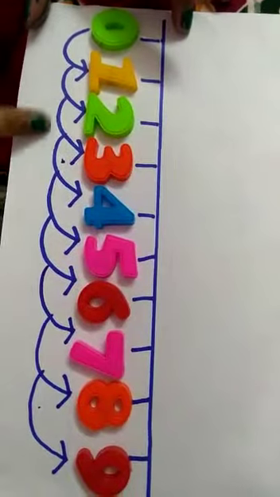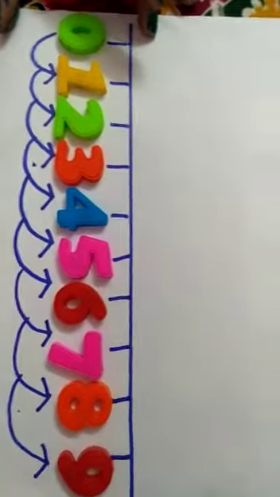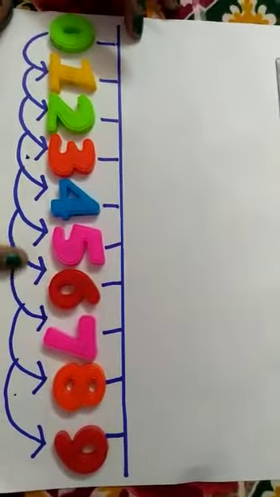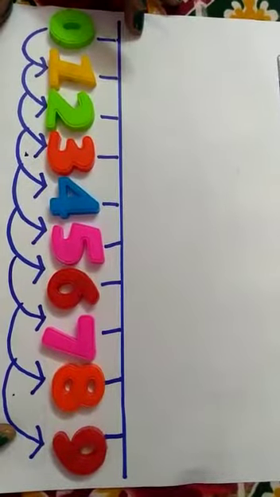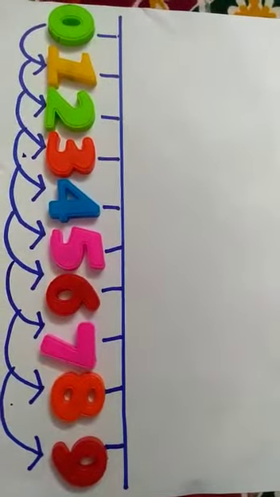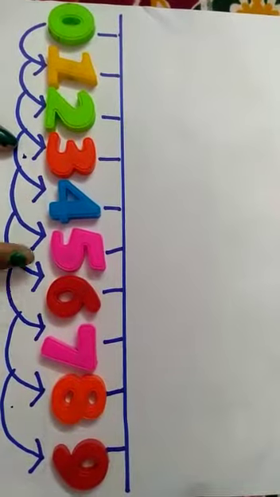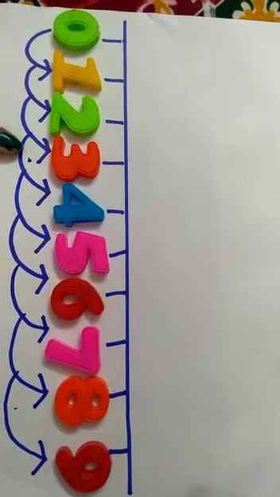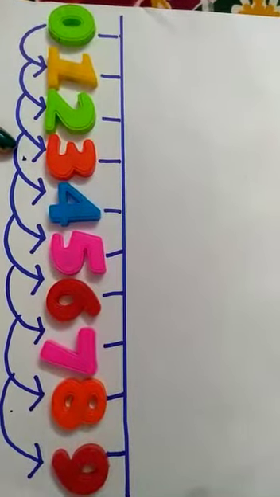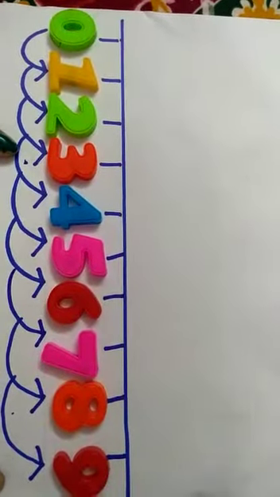When we count forward from the given numbers, we get the numbers after. Now let us count forward from the number 3. What comes after 3? 4, 5, 6, 7, 8 and 9. So all these numbers after 3 are after numbers.